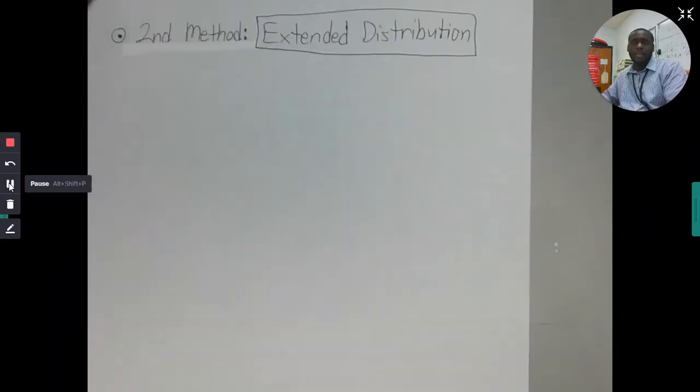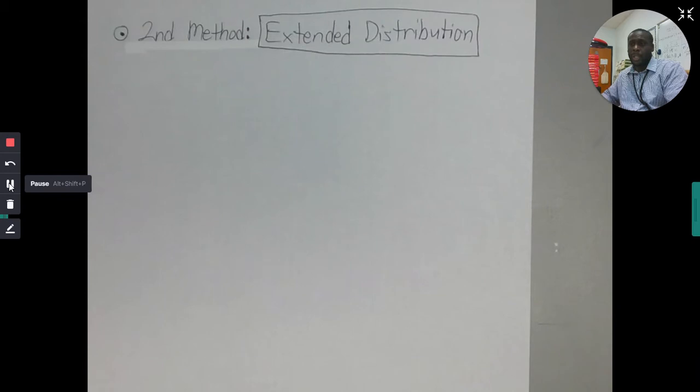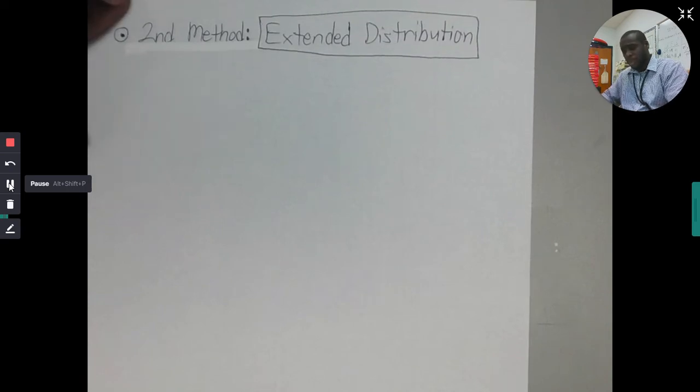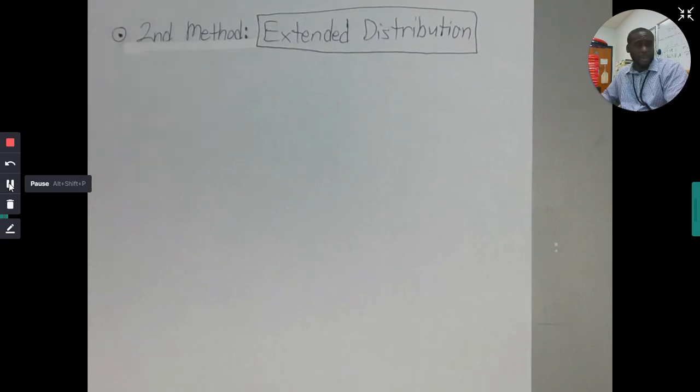So the second method that we're going to look at for multiplying two binomials is extended distribution. Again, it's really the same thing as using the FOIL method, or it gives you the same result. It just depends on which way you're going to prefer doing.